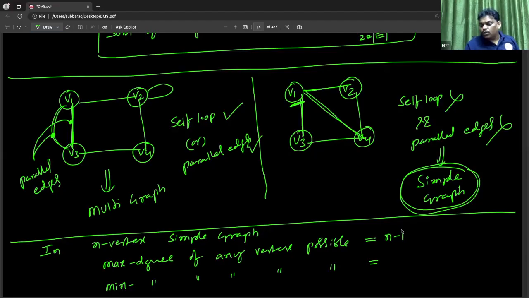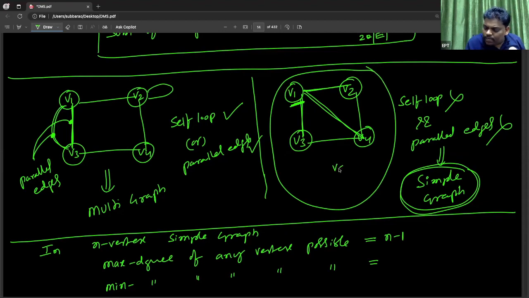Next one. Can you guess what is the minimum degree possible in an n-vertex simple graph? Let us add one more vertex. He may not be adjacent to anyone, so minimum degree 0. It is not guaranteed that everyone is adjacent to at least someone. V5 and other people, no connection. So minimum degree possible in an n-vertex simple graph is 0, and maximum is n minus 1.